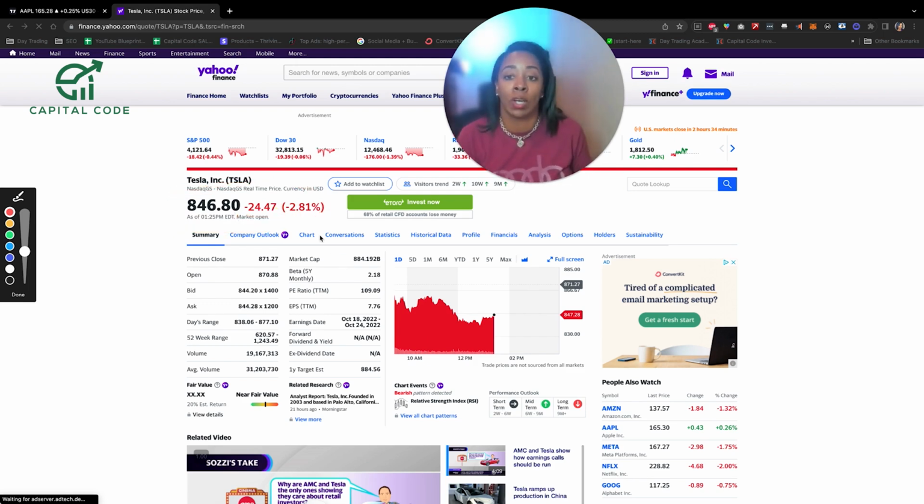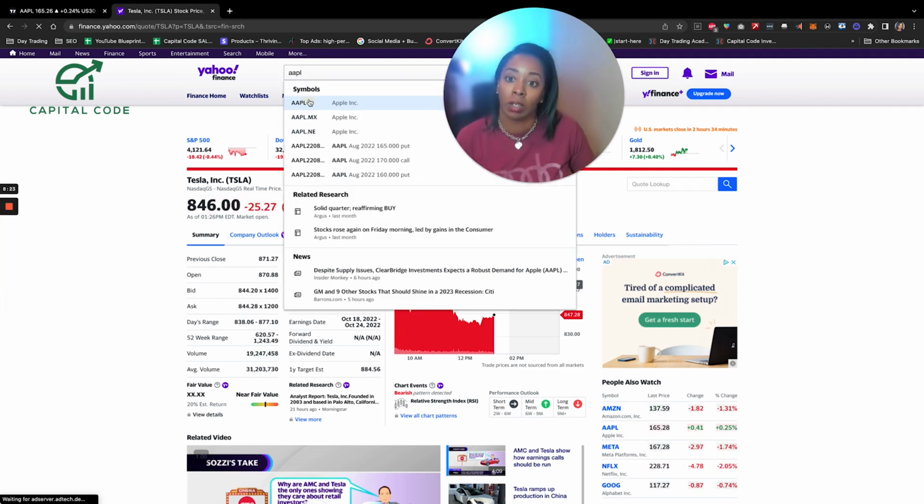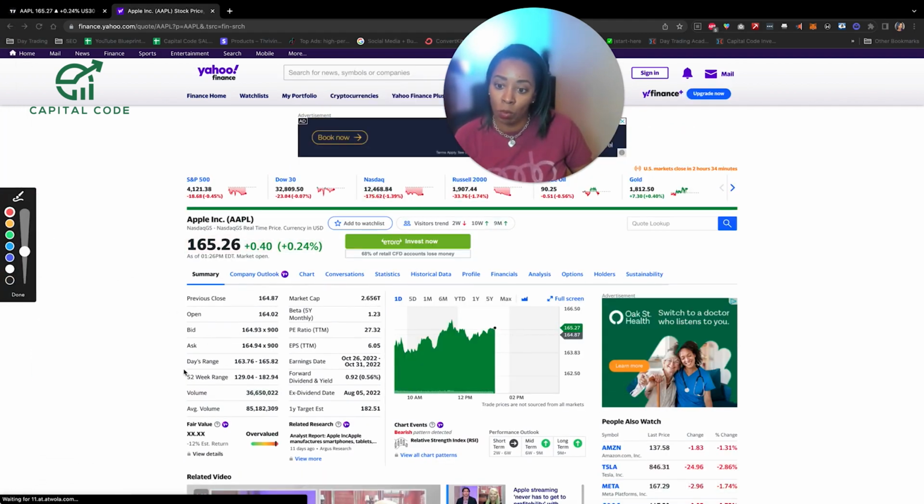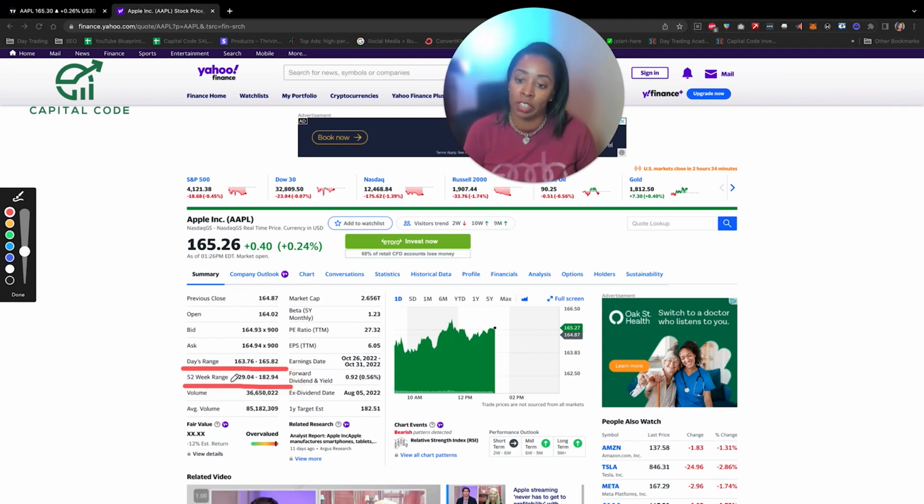So depending on what you decide to trade in, that 52-week range can really help you understand the volatility of a particular stock. If you're looking at something like Apple versus Tesla, you can see that there's a big price difference between the 620 and the 1243 price, which is $600 and something dollars, versus Apple. Let's go back, as we saw before, Apple's range for today is only a couple bucks, but their 52-week range is $50.